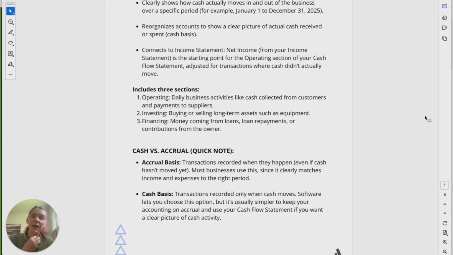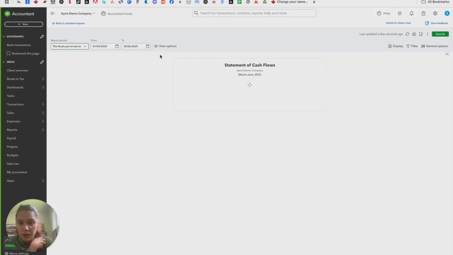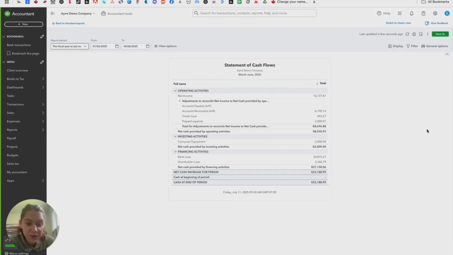So in that example where you're getting cash from a loan, that's not going to hit your profit and loss statement because that's not part of operations, but you still got cash. So it would be on your cash flow statement. So here's an example of a cash flow statement.